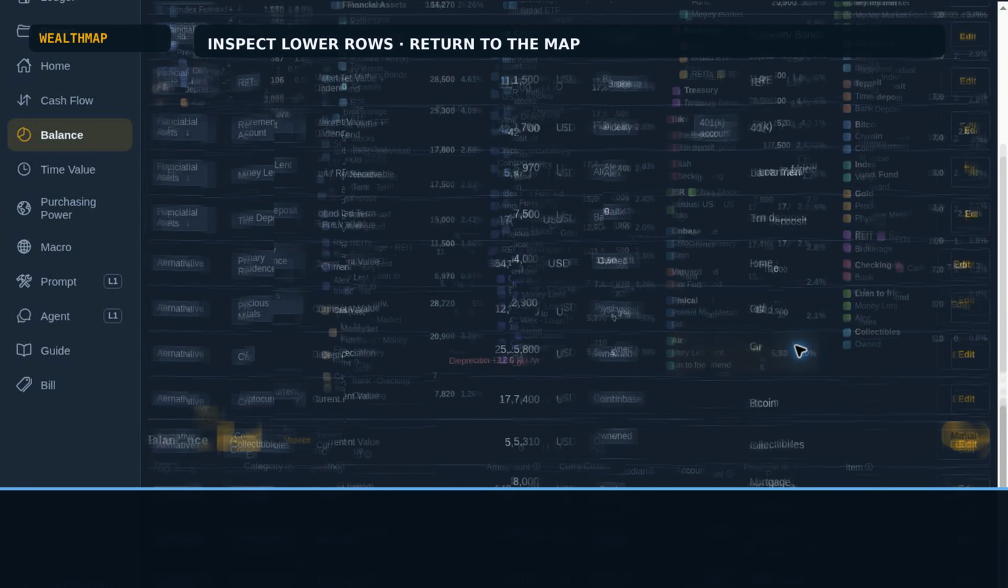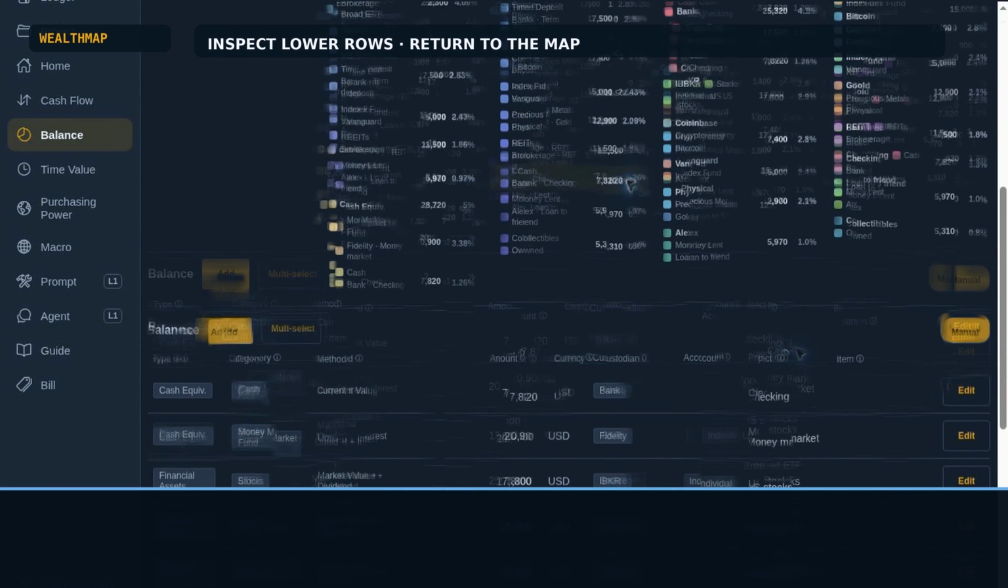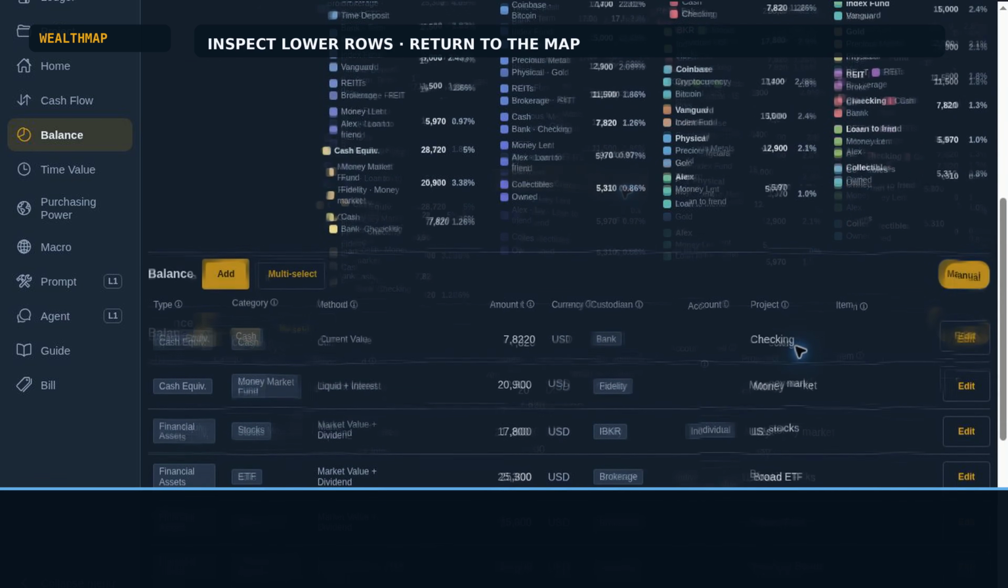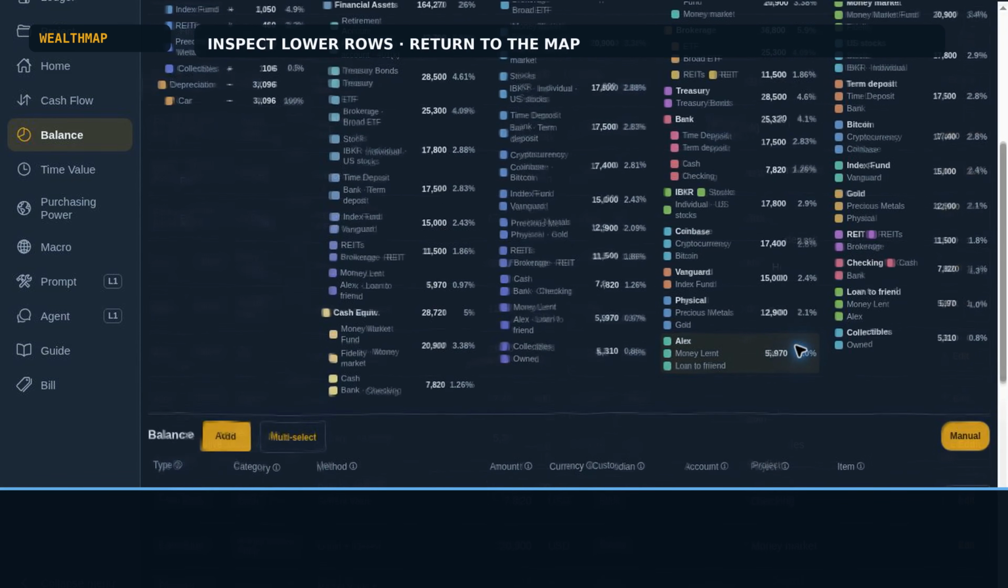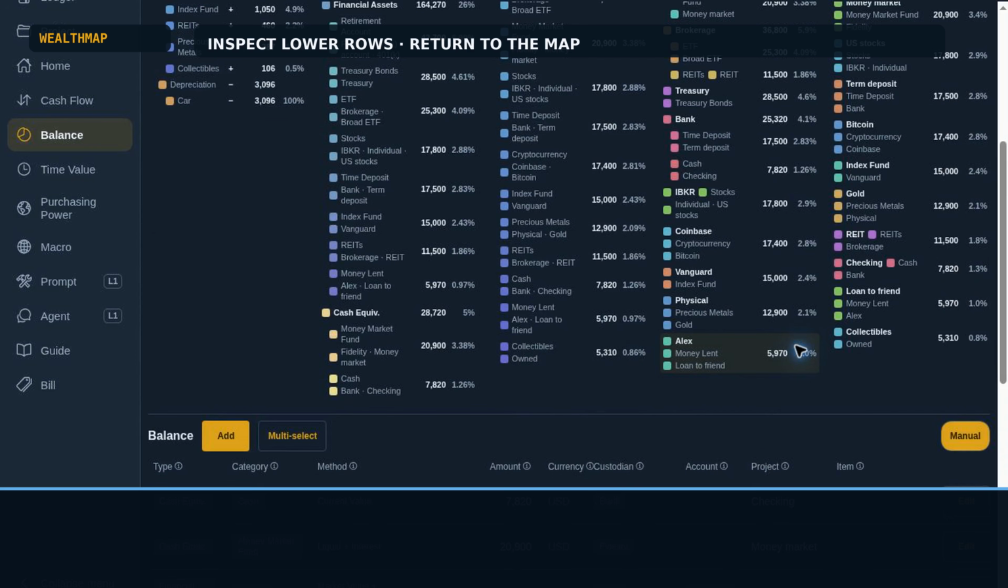Complex systems need deliberate inspection. Scroll down to the lower rows, pause on the assumptions, then return to the summary. That down and up movement is how a person tests a model, instead of passively admiring a dashboard.